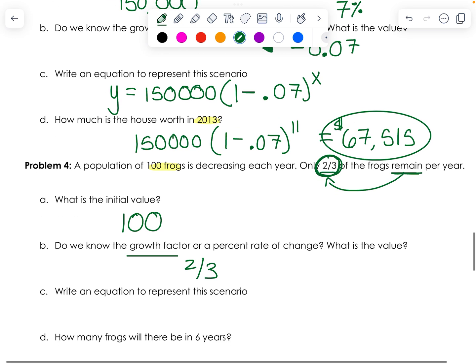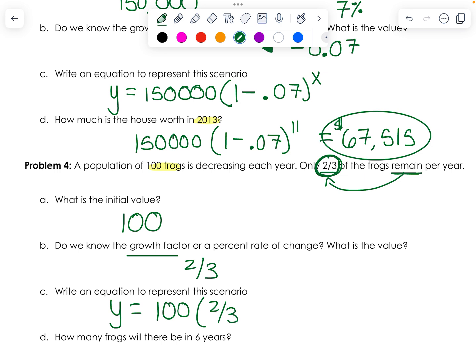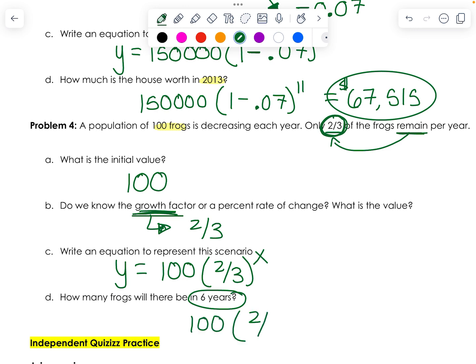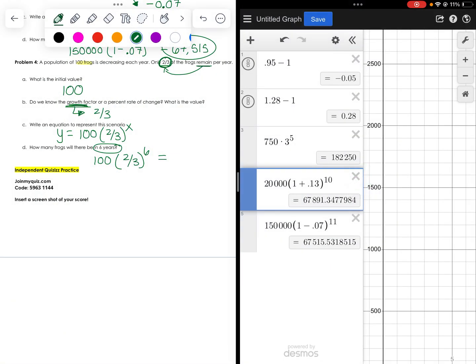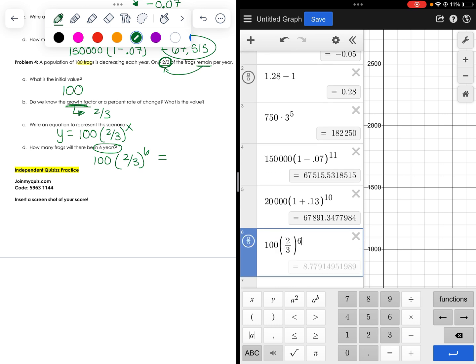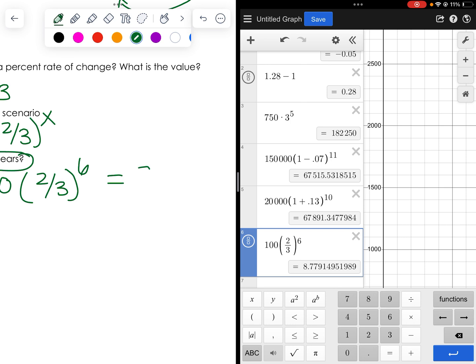Okay? So our equation doesn't need the 1 plus or minus. We just have 100 frogs. We're keeping 2/3 of them, so multiply by 2/3, however many times, to the x. Once you have your equation, then you can use it to plug in the 6. So on Desmos, you'll type in 100 times 2/3 to the 6 and see what you get. 8.77.